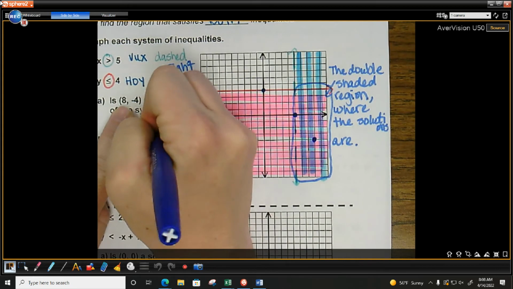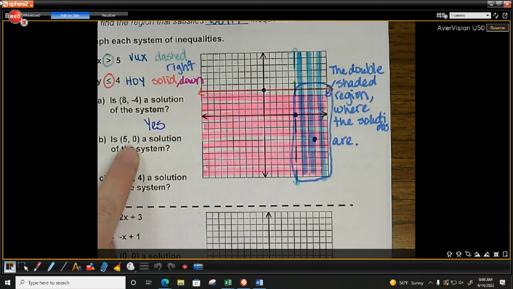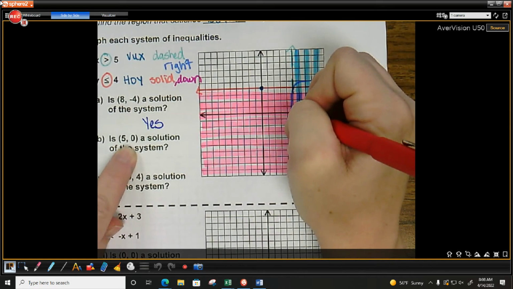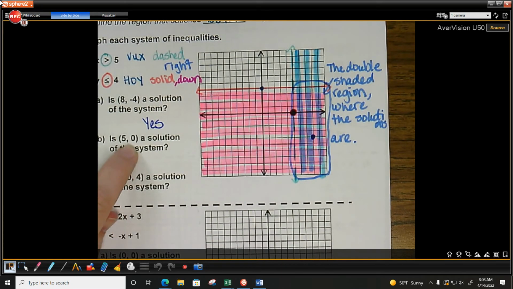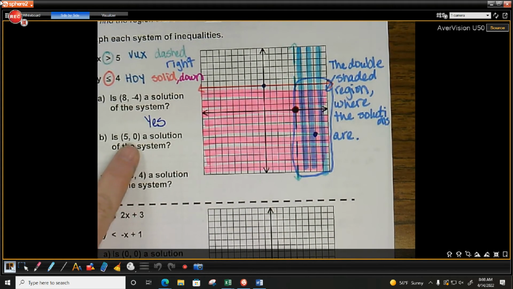Okay, how would I plot 5, 0, Yusra? How am I plotting 5, 0? 5 on x. Do I go up or down at all? No. Okay, so there's 5, 0. So that's bordering the double shaded region, so it might be a solution. But what kind of line is it on? Dashed line. When we did our linear inequalities, what did we say about points on a dashed line? They're not solutions. So would this be a solution to the system? No. On a dashed line.